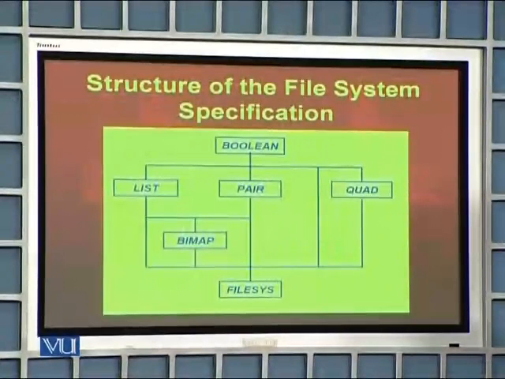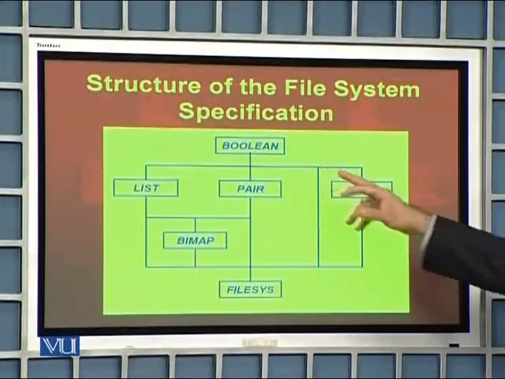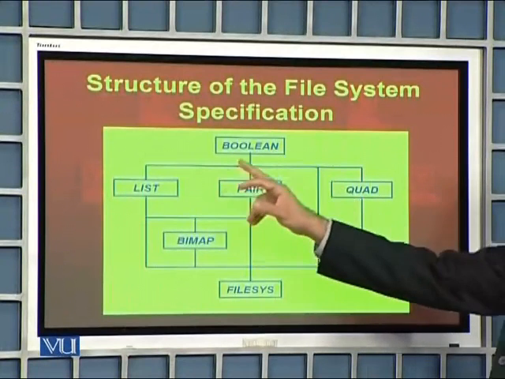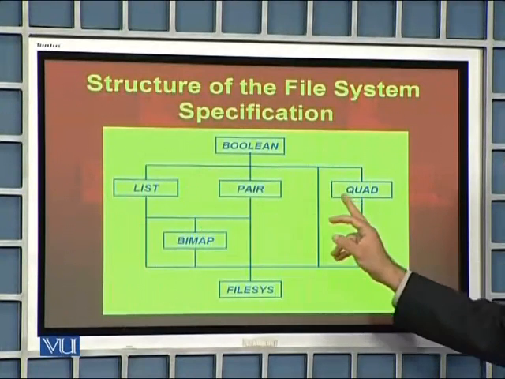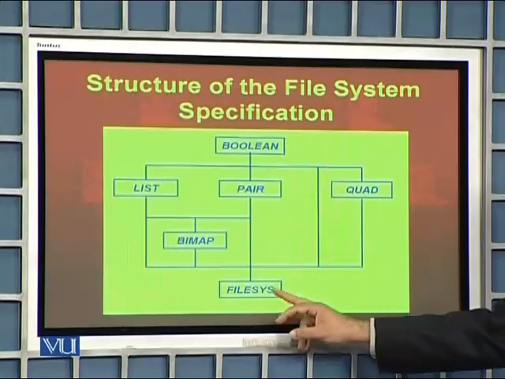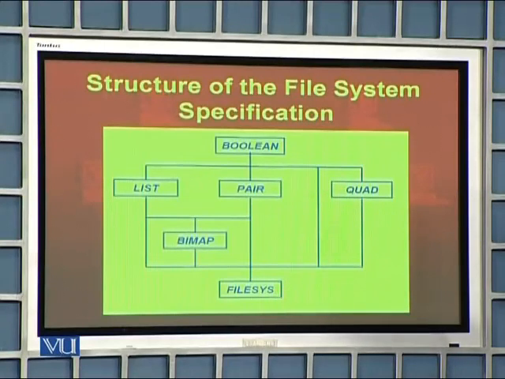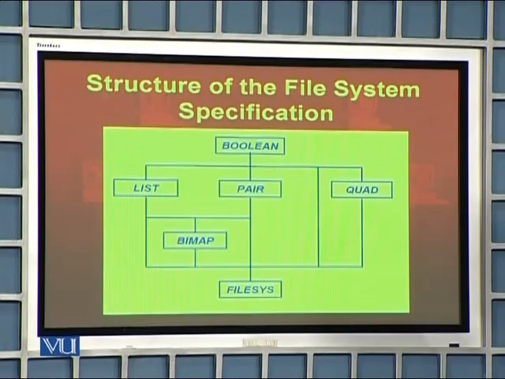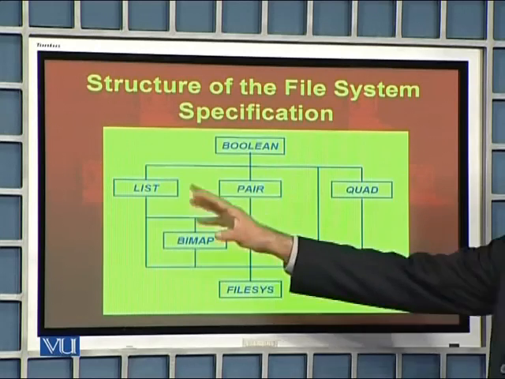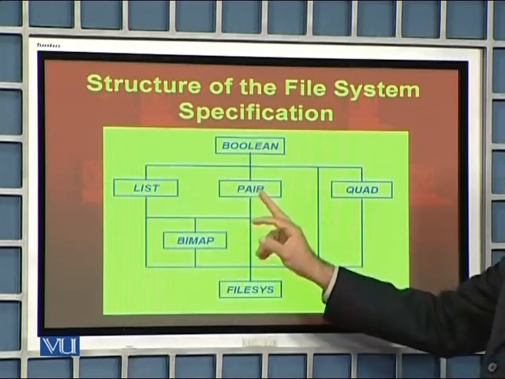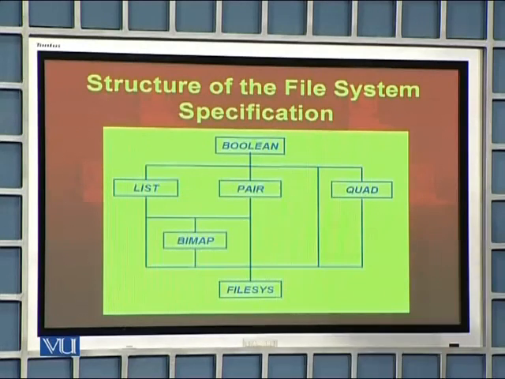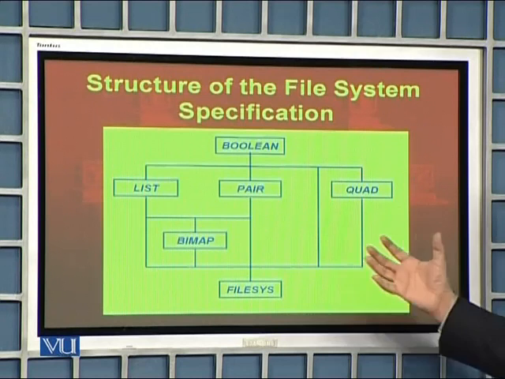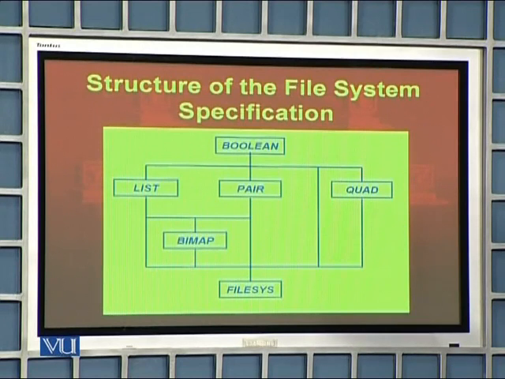Here is the structure of the file system specification. We started with this Boolean. The Boolean is used in list, pair and quad, as well as in the specification for this filing system. The list and pair were used to build the specification of this bimap, and ultimately all of these, that is Boolean, list, pair, bimap and quad, will be used inside the specification of this filing system. So this is the general structure of the specification.